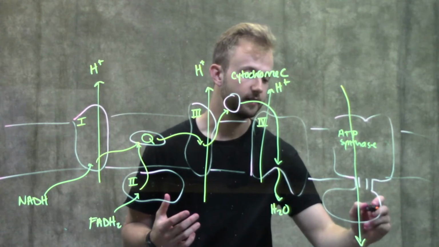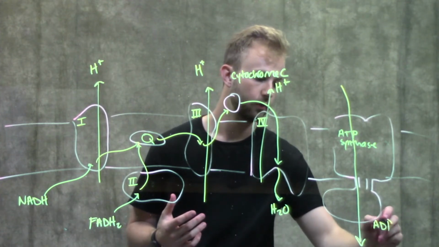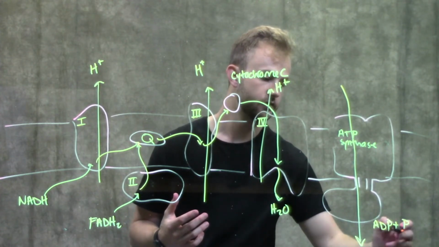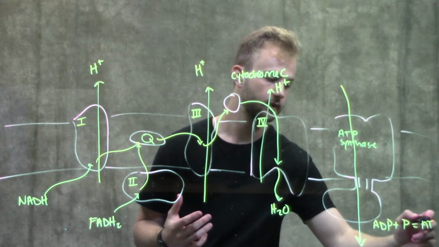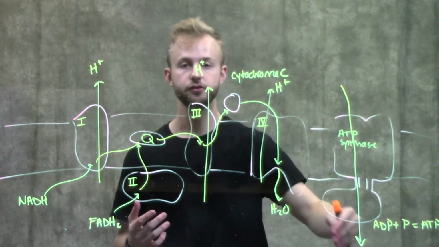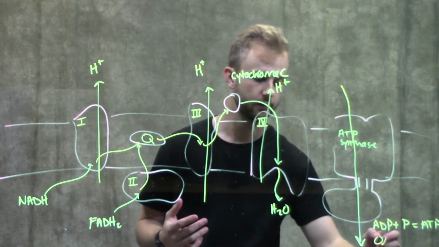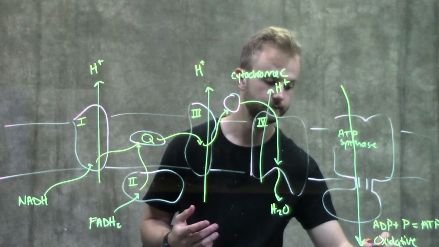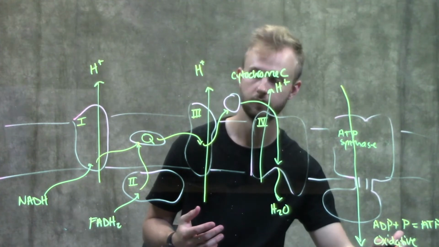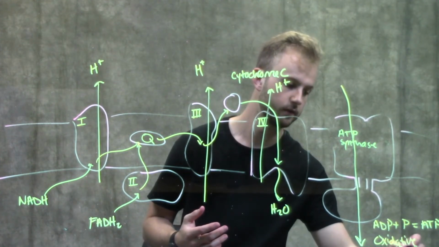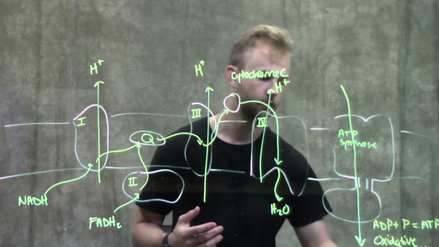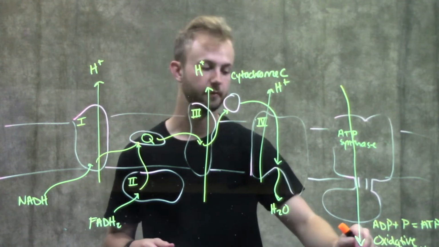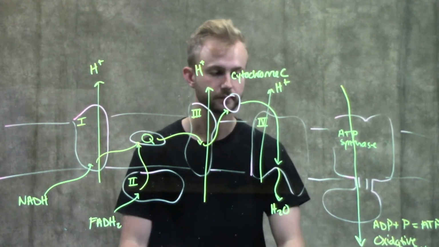What will happen is ADP will combine with a phosphate to make ATP. And when you produce ATP like this, it's called oxidative phosphorylation. Okay, I don't think you can see that, but it's oxidative phosphorylation.